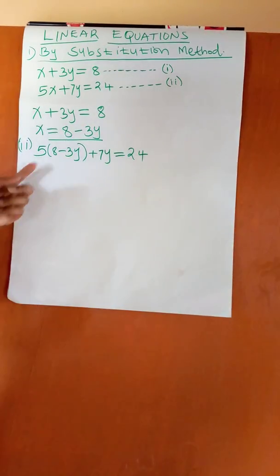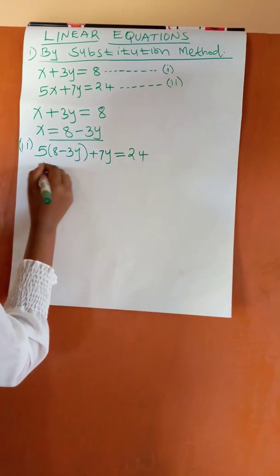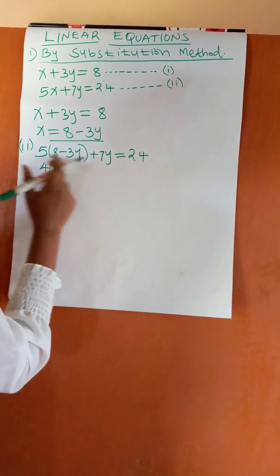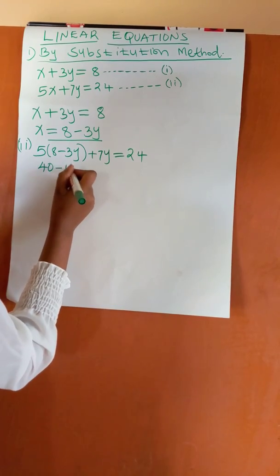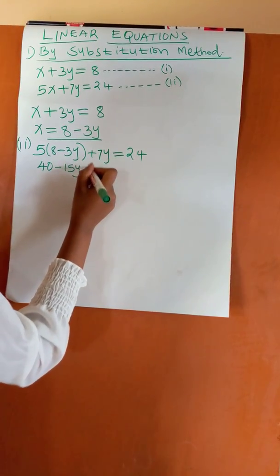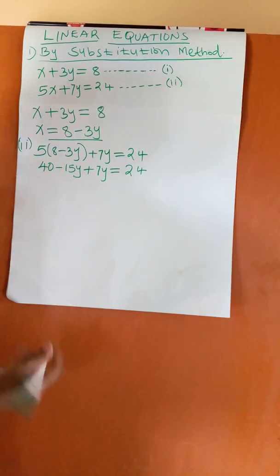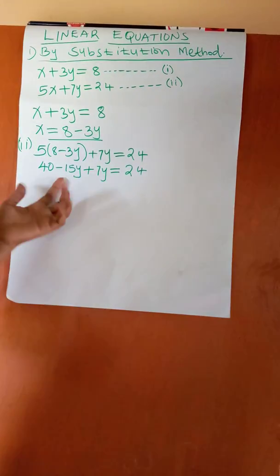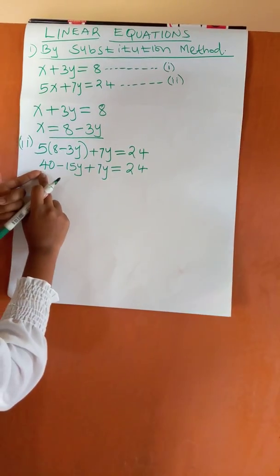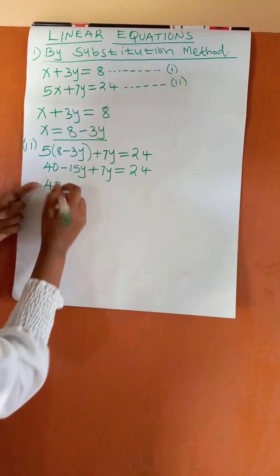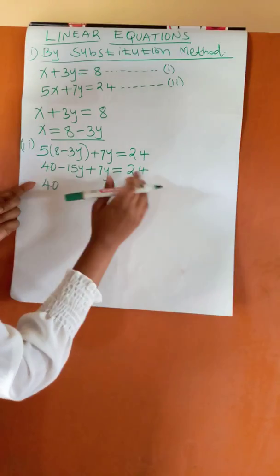So at that point, guys, we open this bracket. So 5 times 8 makes 40. And then 5 times negative 3y becomes negative 15y. Then you have positive 7y, and then equal to positive 24. So at this point, guys, we bring like terms together. So you realize that you have 40 on this side, so you write 40. Then you look for another number in the equation. So you have 24 on this side.